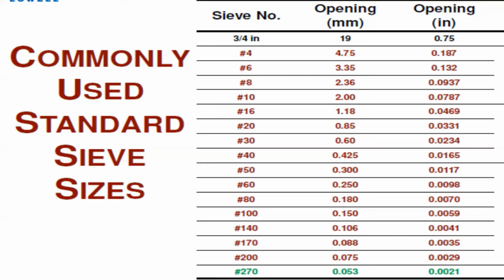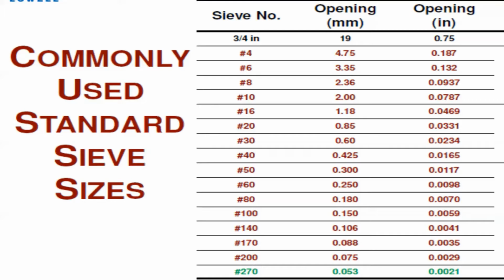How many openings in one linear edge? If I am talking about number 4, there are 4 openings in one linear edge. Number 6 means there are 6 openings in one linear edge. There are 8 openings in number 8 in one linear edge. Number 10 means 10 openings in one linear edge. So now, the opening in millimeter and inches: if I'm talking about the number 4 sieve size, its opening is 4.75 millimeter and its opening in inches is 0.187 inches.